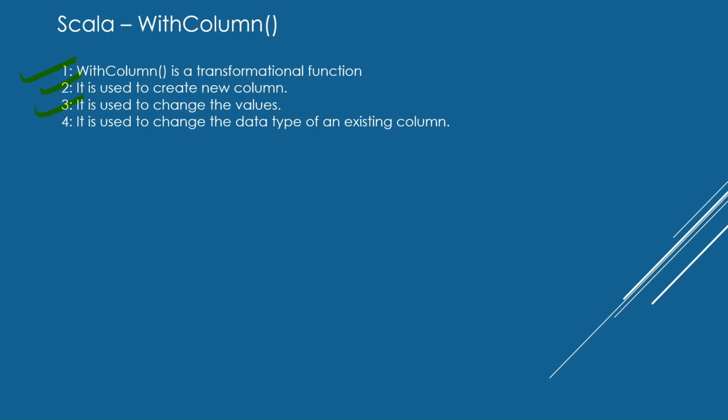Suppose there is a requirement to change the value of a column in a data frame. With the help of withColumn, we can change the value of existing columns. It is also used to change the data type of an existing column. Suppose the data type of one of the columns is integer, and we want to convert it into a string. With the help of the withColumn function, we can change the data type of a column.